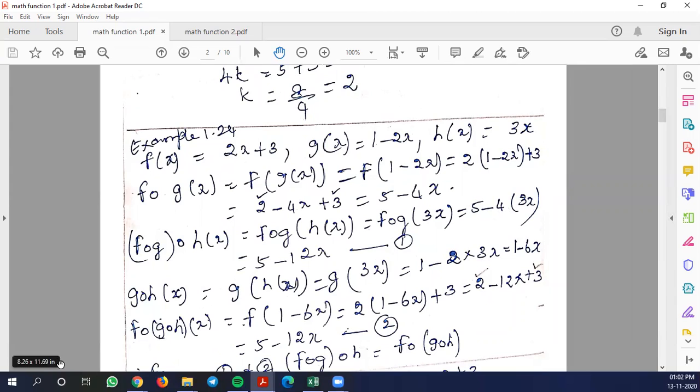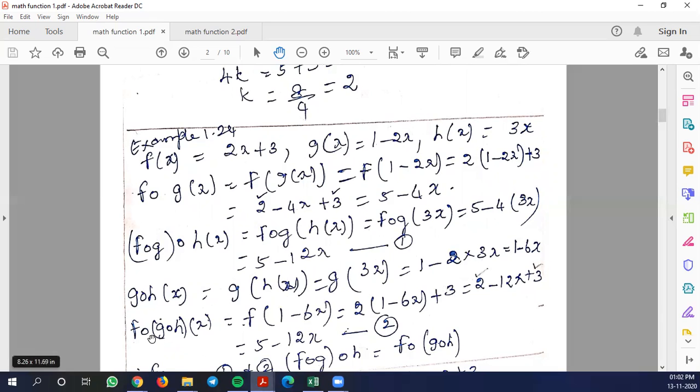Second part. What is g of h? g of h of x. That's equal to g of, what is h of x? It is 3x. Now this full term is to be taken as x. This 3x is to be taken as x now. What is g of x? 1 minus 2x. So 1 minus 2 into, in the place of x, what do you have to put? 3x. 1 minus 2 into 3x. 1 minus 2 threes are 6x.